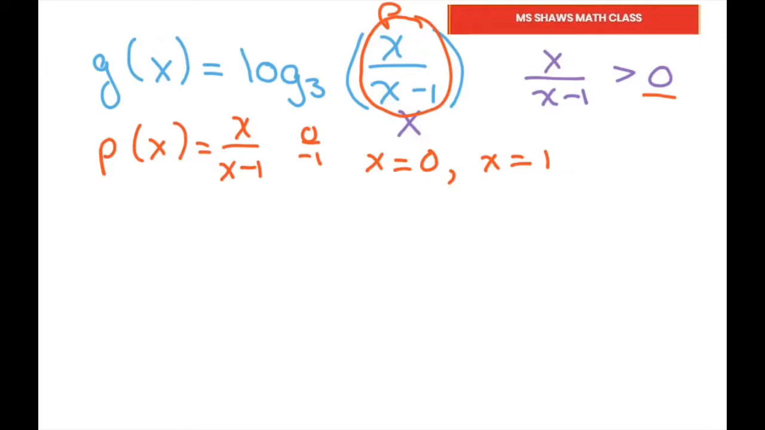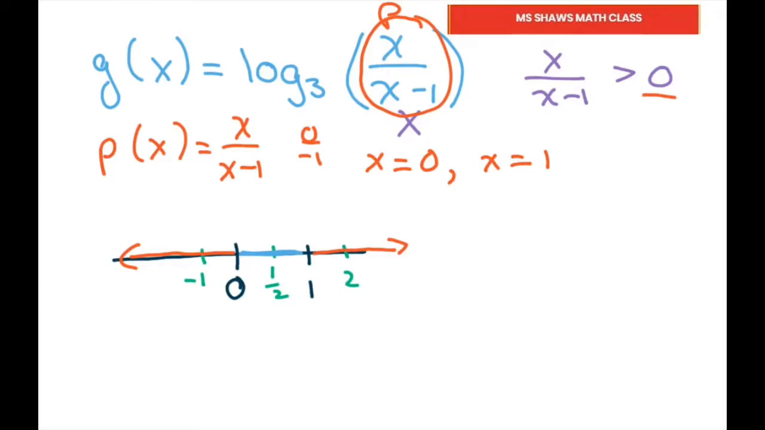So let's test what's going on. Let's test what's going on between 0 and 1. In here I'll put 1/2. On this side I'll put 2. And on this side, I'm going to put negative 1. We want to know what's going on to the left of 0, to the right of 1, and between 0 and 1. So let's test it out.